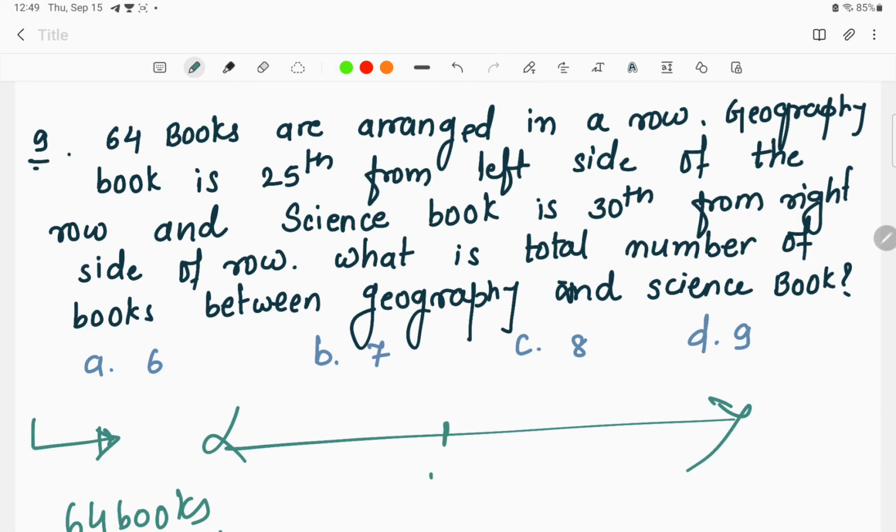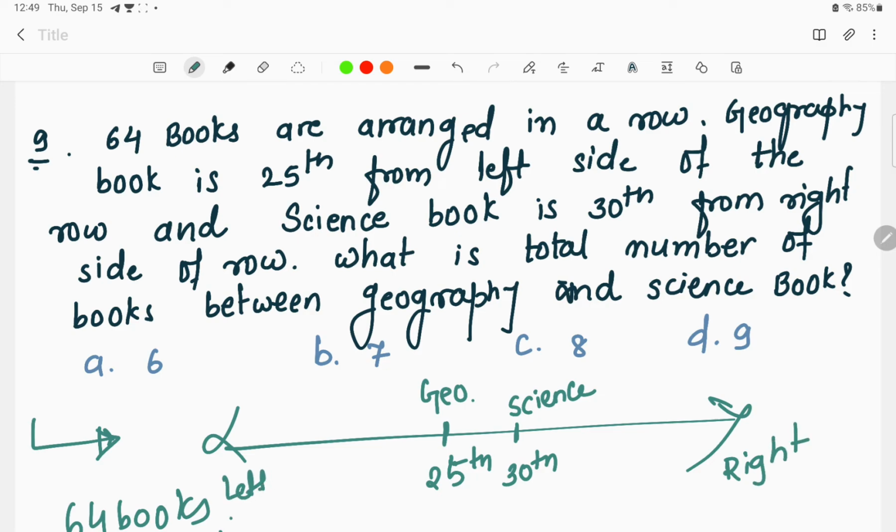For example, this is the 25th position from the left side, and here the geography book has been placed. Next, the science book is at the 30th position from the right side of the row. For example, this is the row and this is the 30th position, and at this 30th position, what science book has been placed? This is from the right side and this is from the left side.